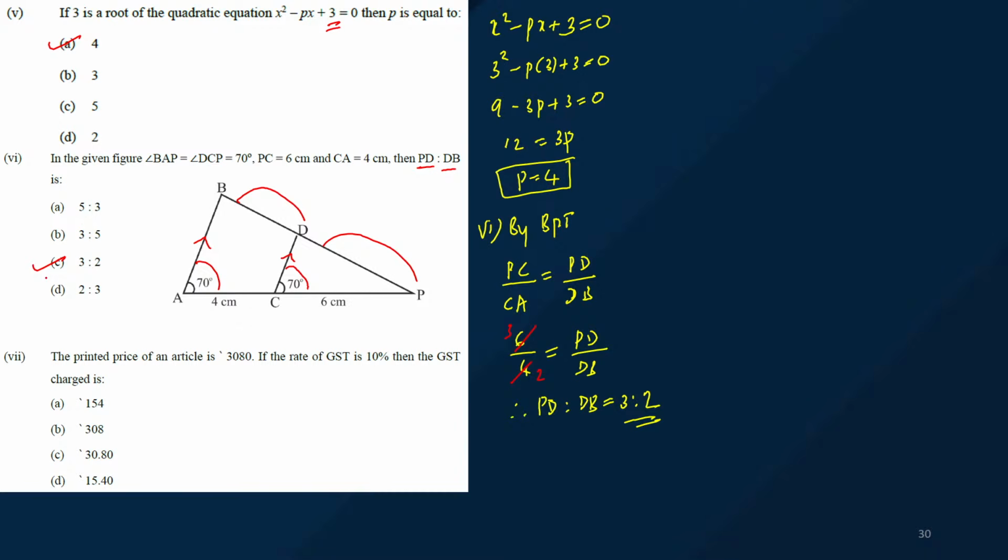Please do not guess the answers. You should always work it out.